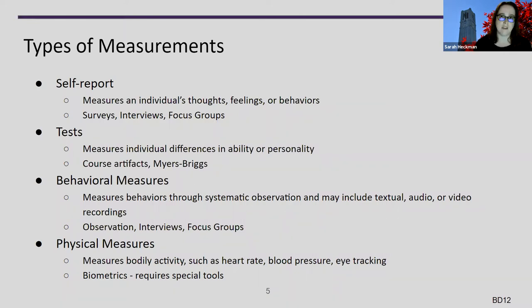We also have behavioral measures. These measure behaviors through systematic observation. It could be textual, audio, video, recordings, and these can be obtained through observations, interviews, and focus groups. And finally, we can have physical measures. So these might be bodily activities such as heart rate, blood pressure, or eye tracking. And this does require special tools so we can track the biometrics of our individuals participating in our research.